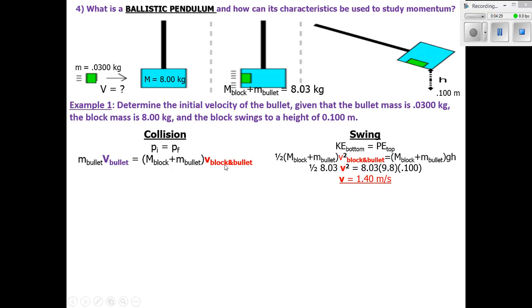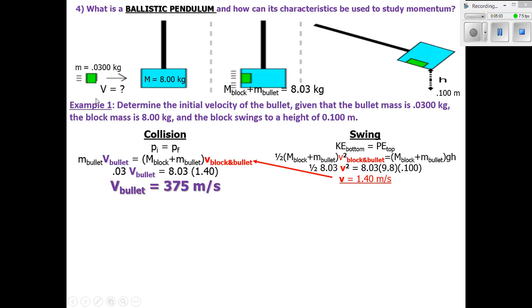We can take that number and plug it in over on the other side. Once we do that, the only piece of missing information we have is the initial velocity of the bullet. So we just solve the mathematics out. We get the initial velocity of our bullet is 375 meters per second. Now you'll notice in this example, you were given height and you kind of had to work backwards to the initial velocity.